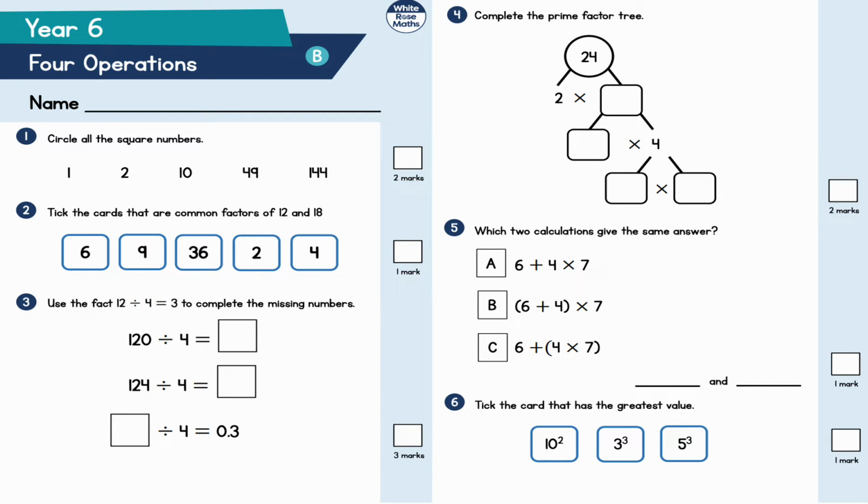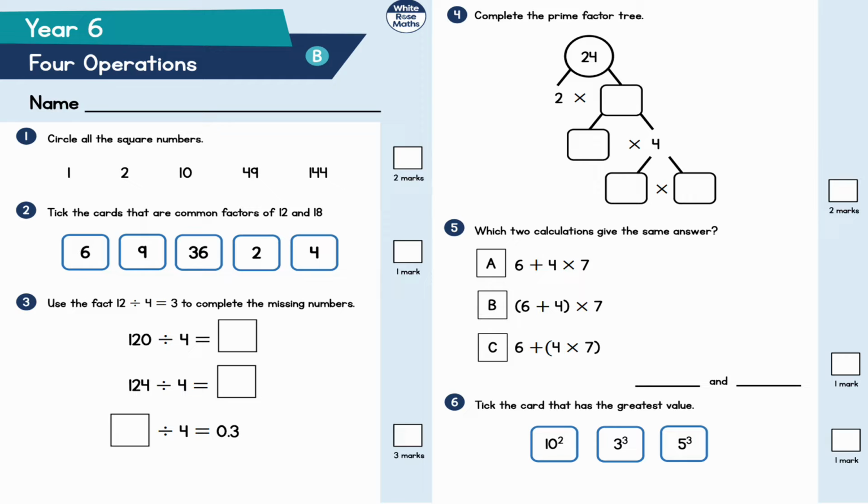Hi, welcome to this video looking at Year 6 four operations, and it's from the White Rose Maths worksheet. White Rose Maths are a really good resource for Key Stage 1, Key Stage 2, Key Stage 3 and even GCSE level maths. Okay, we're going to start with question number 1.